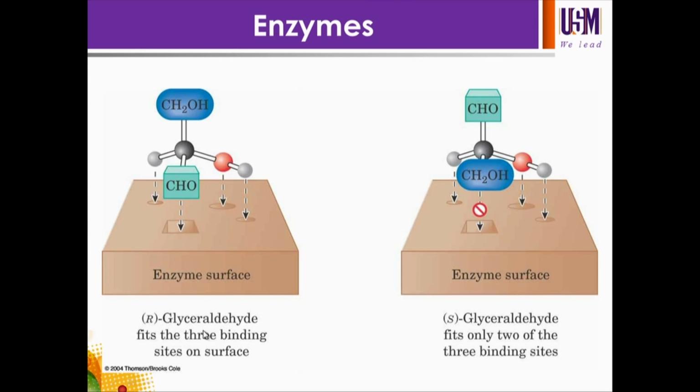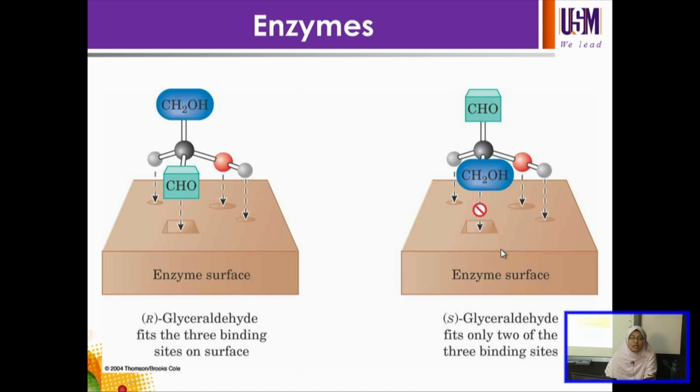For example, here we have glyceraldehyde. One of the glyceraldehydes, this is its structure, will fit the 3 binding sites of the enzyme surface. So it fits perfectly into the enzyme surface. But one of the mirror images cannot fit into the enzyme surface. Only 3 binding sites can fit into the enzyme surface, while the hydroxy group cannot fit. So it's like a puzzle. Only those that can fit into the space can react, while the others cannot.